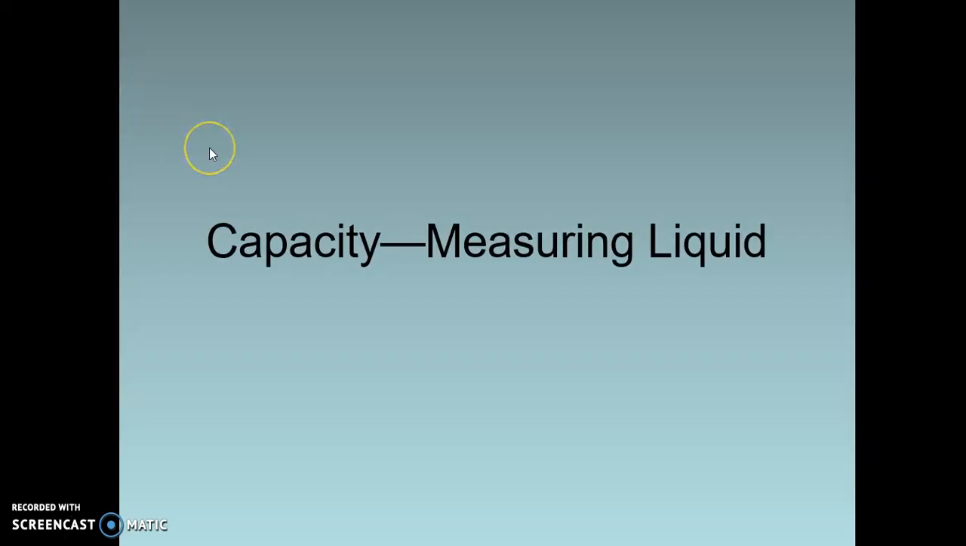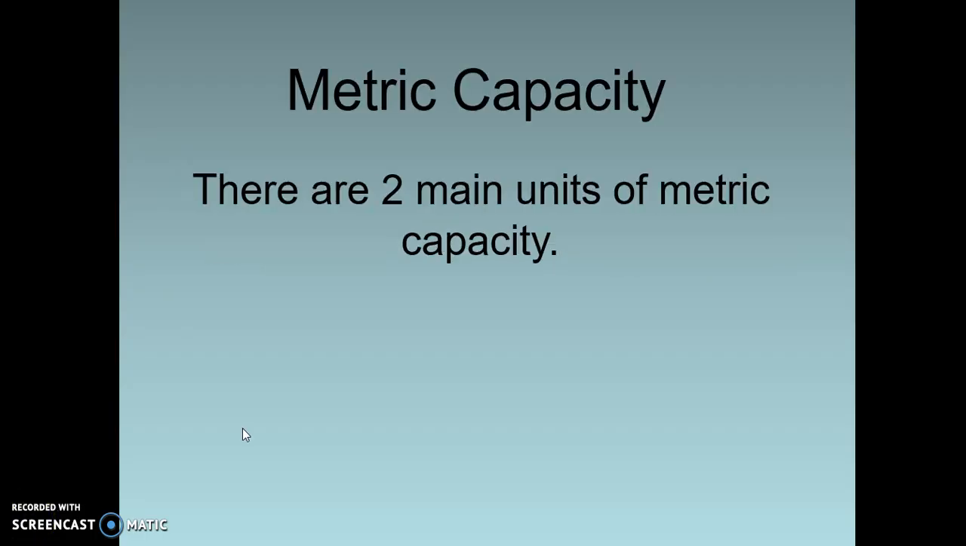Today we're talking about metric capacity, or the capacity of measuring liquid. In this case, we're going to talk about the metric system. In metric capacity, there are two main units in which we measure how much liquid can fit into an object. One is liters, and two is milliliters.